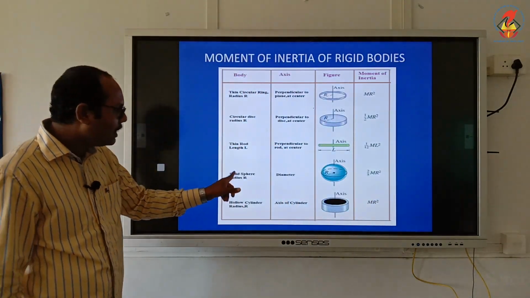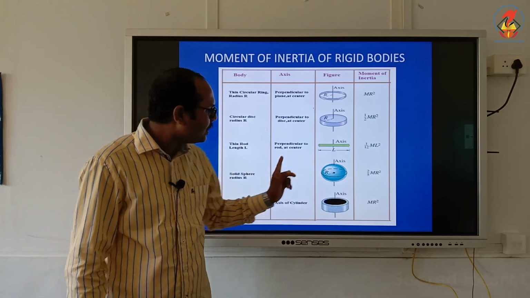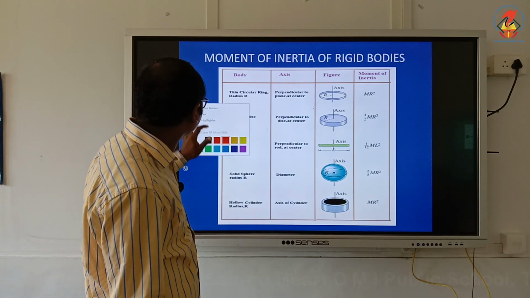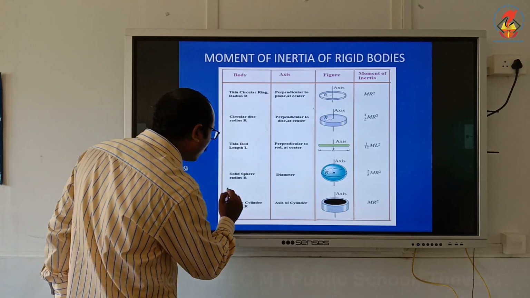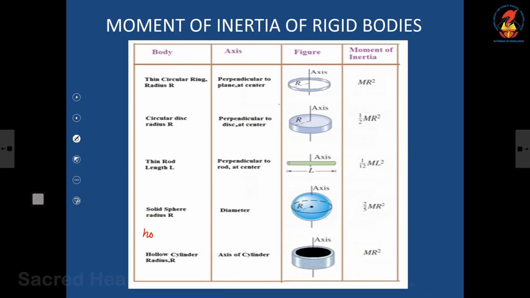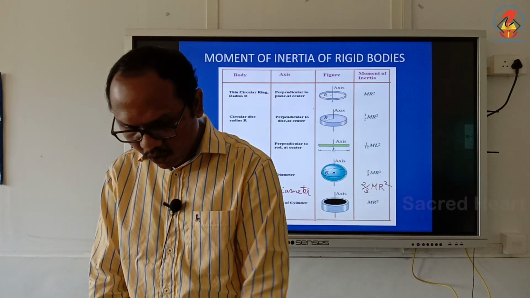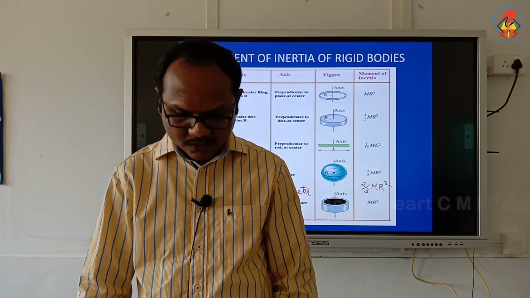Okay, now one more thing, here it is a solid sphere, no? For solid sphere about the diameter, I have marked 2 by 5 mr square. Instead of solid sphere, if it was a hollow sphere, with the axis about the diameter itself, then the moment of inertia is 2 by 3 mr square. This also you have to write. Solid sphere 2 by 5 mr square, and for hollow sphere it is 2 by 3 mr square.